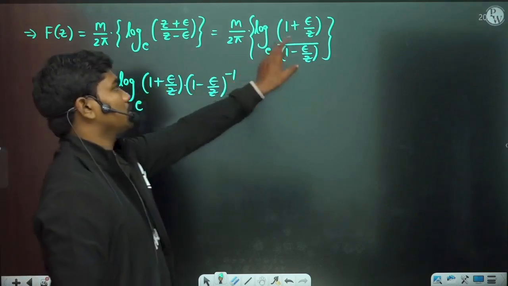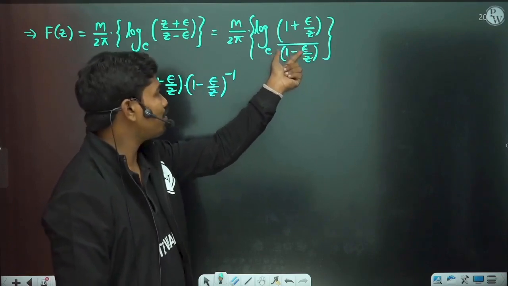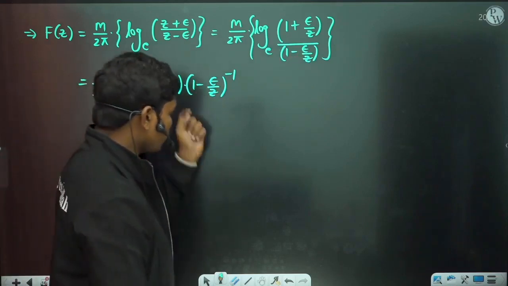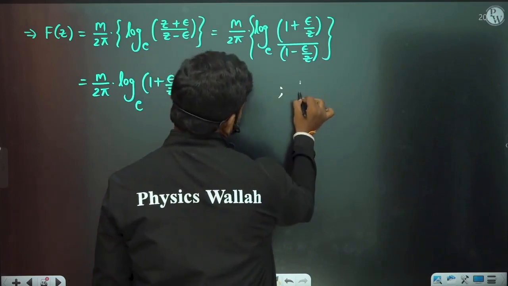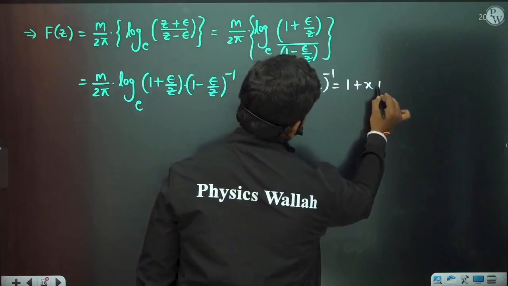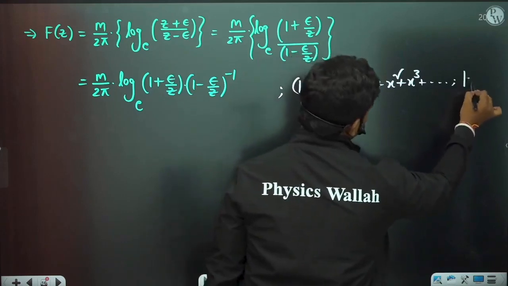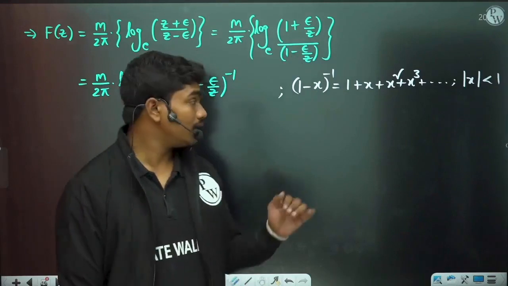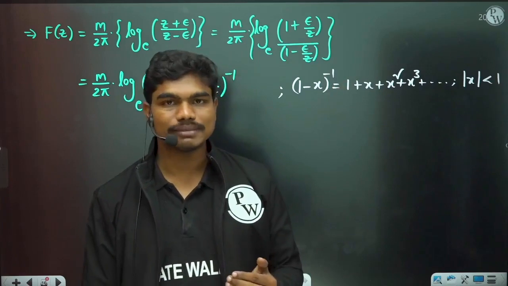So log of a by b here means, this expression can be written as 1 minus epsilon by z whole power minus 1. Now look, in binomial expansions normally you have 1 minus x whole power minus 1 is equal to 1 plus x plus x square plus x cube and so on, provided mod x is less than 1. Whenever x is less than 1, then 1 minus x whole power minus 1 is equal to this expression, which you might know from the geometric expression.